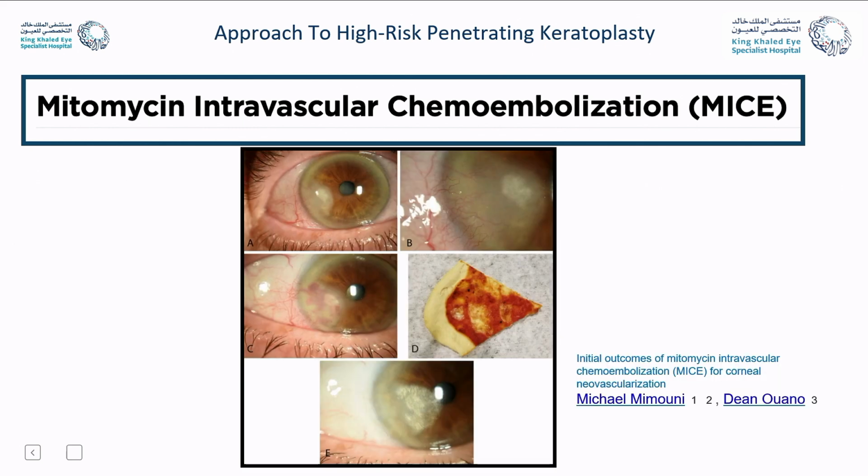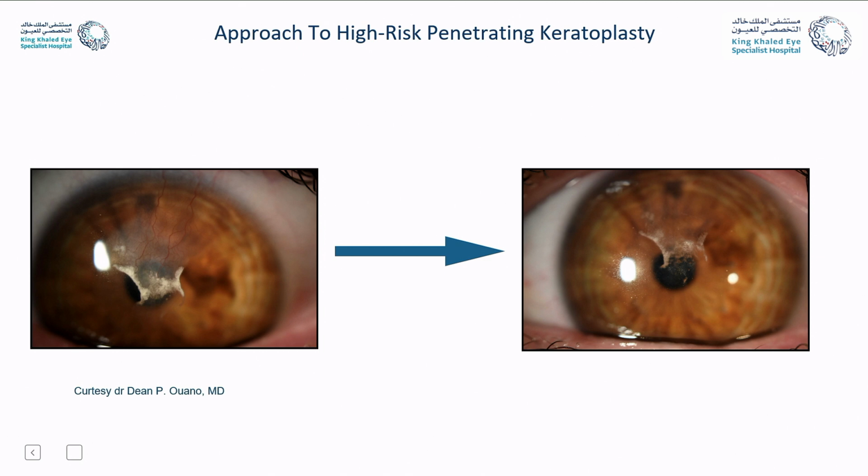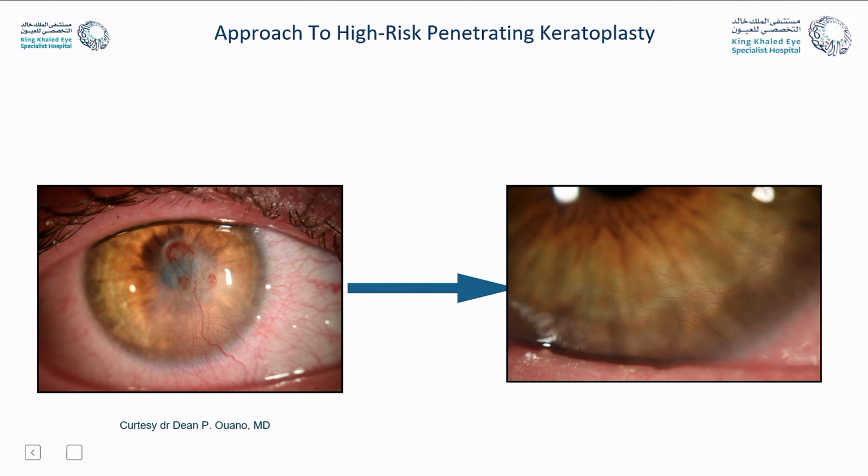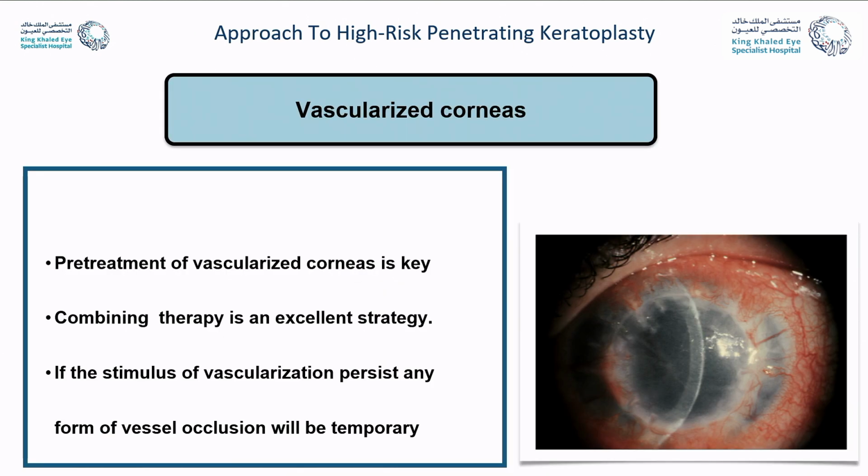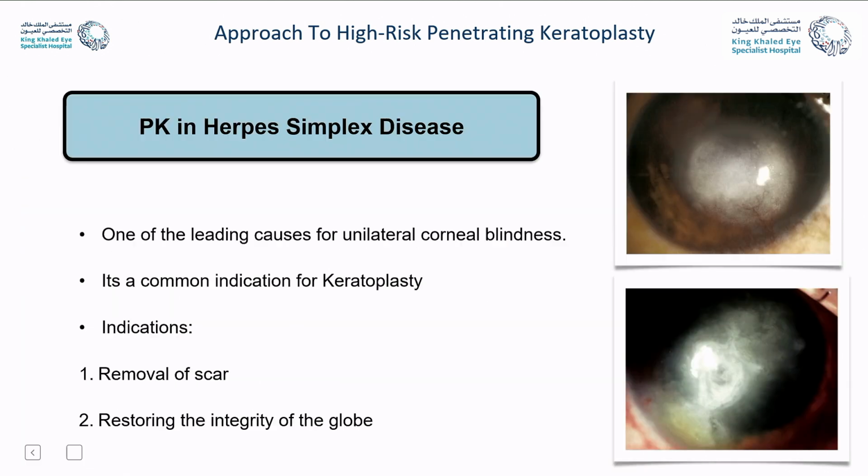The results shown in the photos of this study were encouraging. The vessel tended to increase initially after the treatment with some deposits and hemorrhage, and then with time it whitens and disappears as the weeks go on. These pictures are taken from the study of Dr. Uwaydat. Very interesting technique. It was used on lipid deposits and corneal vascularization related to herpes simplex. So pre-treatment of the vascularized cornea is key. Combining therapy is an excellent strategy, and if the stimulus of vascularization persists, any form of vascular occlusion will be temporary. It will come back again.